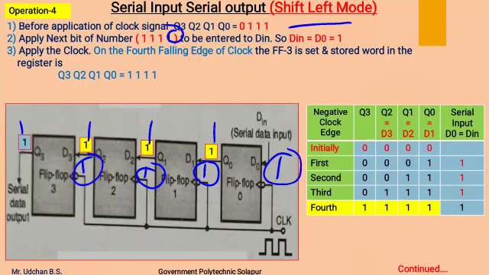And on the fourth falling edge of the clock, this flip-flop 3 will get set its output as 1. So after fourth negative edge of the clock pulse, we will get the output as 1, 1, 1, 1, which is shown over here. What happens is that this one will come at this position, this one will shift, this one will shift, and this one will shift like this in the left direction. So this is how after fourth negative clock edge we entered all the 4 bits of the available data input.